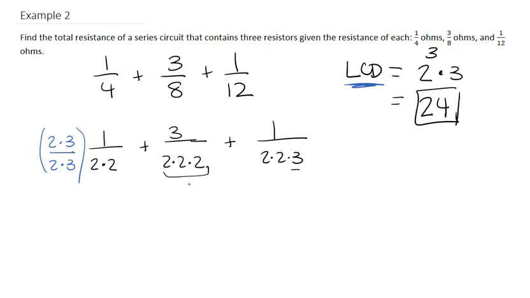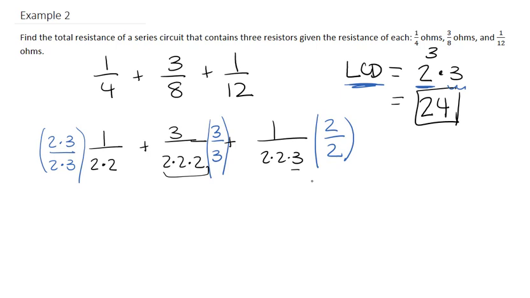Then we look at the second term. We notice we're missing a 3 on our bottom because we only have 3 2's. So we only have this, but we don't have this. So we just multiply the top and the bottom by 3. And then we look at this third term. We notice we have 2 2's and 1 3. So we're just missing 1 2, so we can just go ahead and multiply them by 2 over 2.